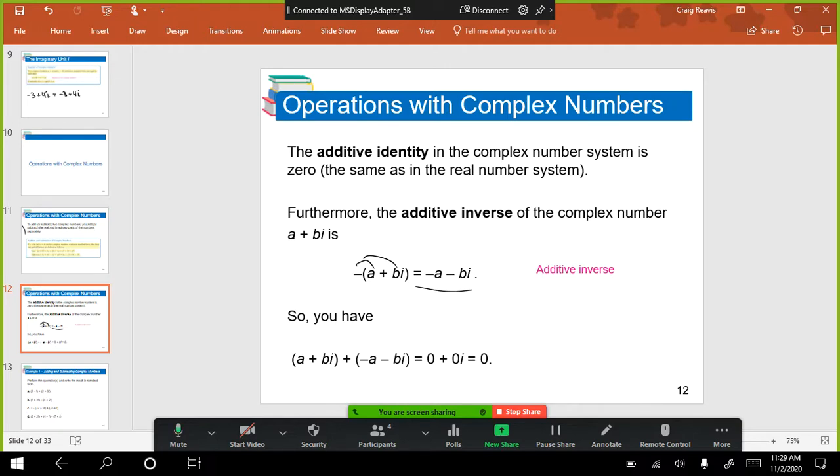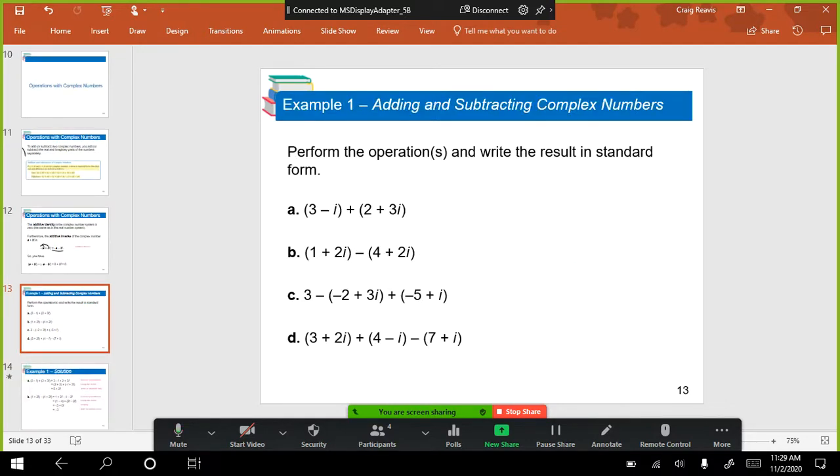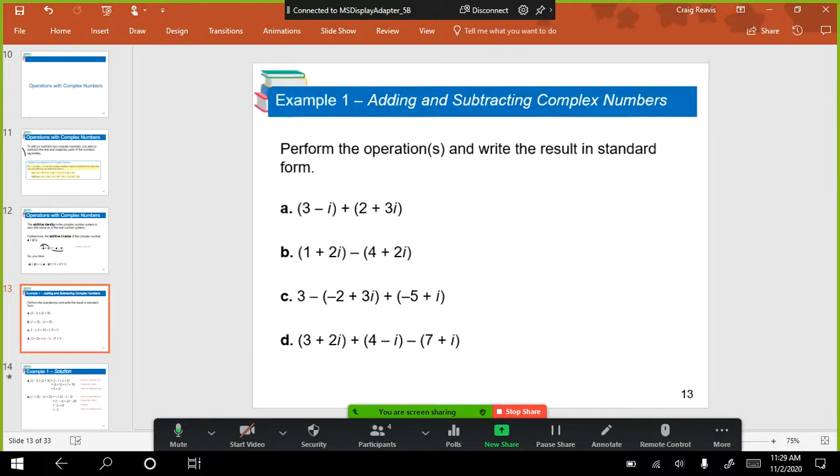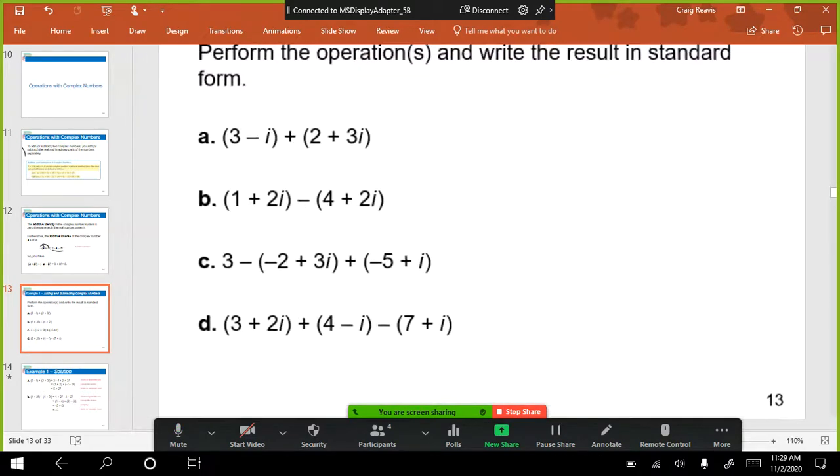And if you add the opposite, you're going to get 0. A plus bi plus the opposite of -a minus bi is going to be 0 plus 0i, which is 0. All right, I think we've got that. So here's just some examples. Here, you could punch all these in the calculator exactly as written. I'm going to do them by hand.